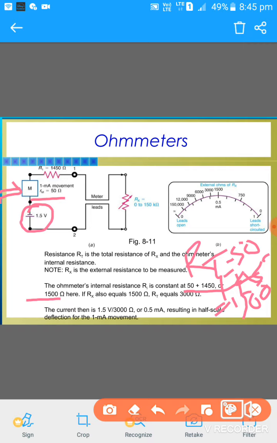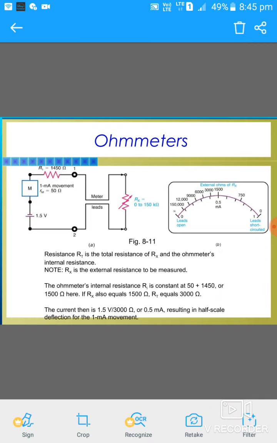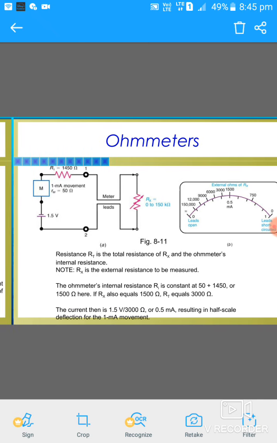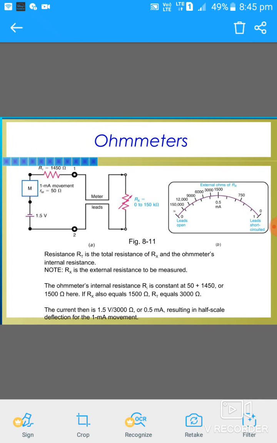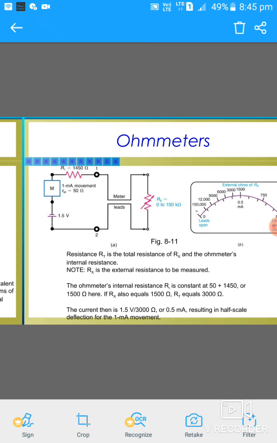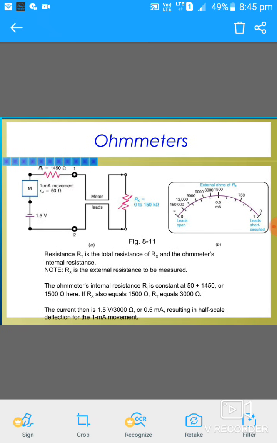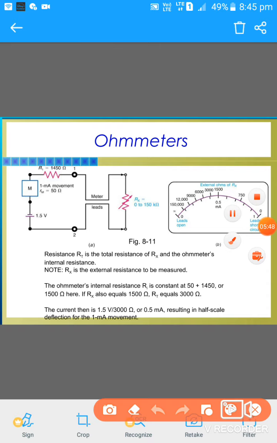As one milliampere is full scale, the resulting deflection is half scale. This is the scale of the external ohm resistance.